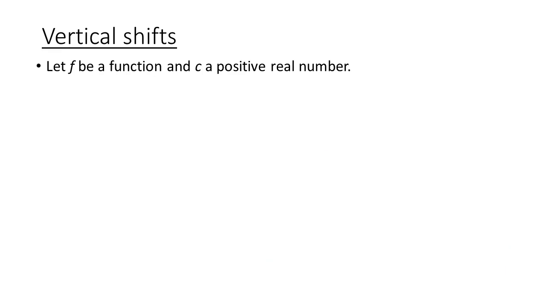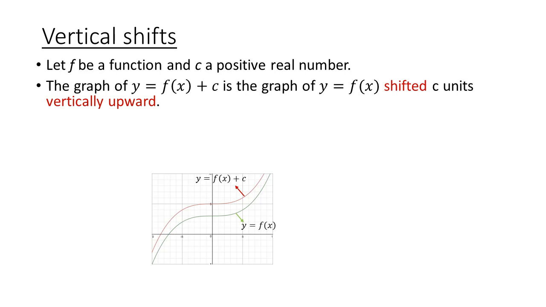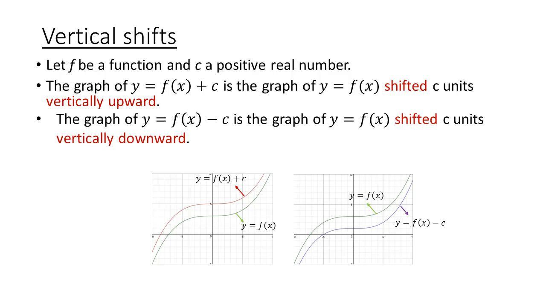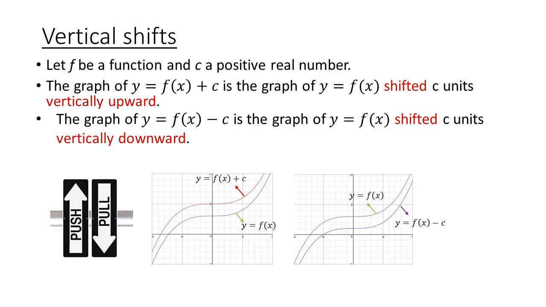In general, let f represent a function and c a positive real number. Then the graph of y equals f of x plus c is the graph of y equals f of x shifted c units vertically upward. And the graph of y equals f of x minus c is the graph of y equals f of x shifted c units vertically downward. So we simply move the graph up if we add a number, or we move it down if we subtract a number.